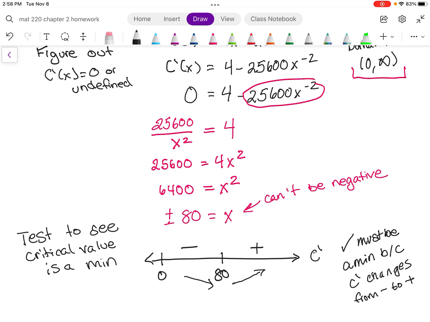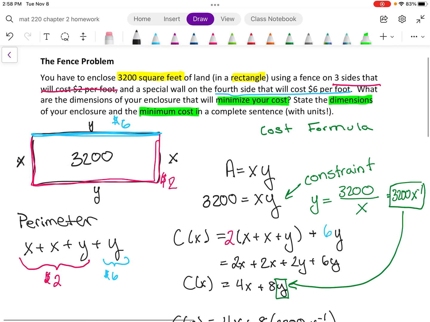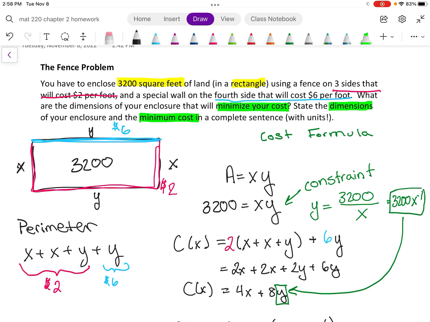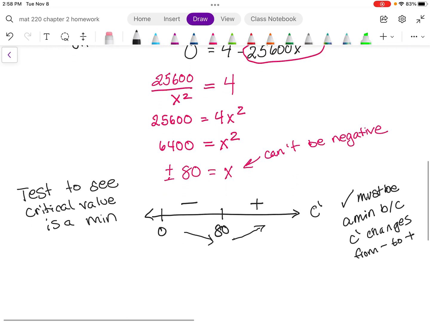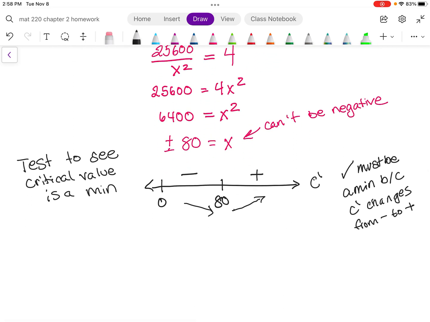All right, so now we need to go back to the original question. And what was I actually asked for? And that's why I highlighted it way back here. So I was asked, what dimensions will minimize your cost? State the dimensions and the minimum cost in a complete sentence. Well, I have one dimension. I have the 80. So I actually need to go back and plug some numbers in. So I need to find dimensions and minimum cost. Basically, answer the question.